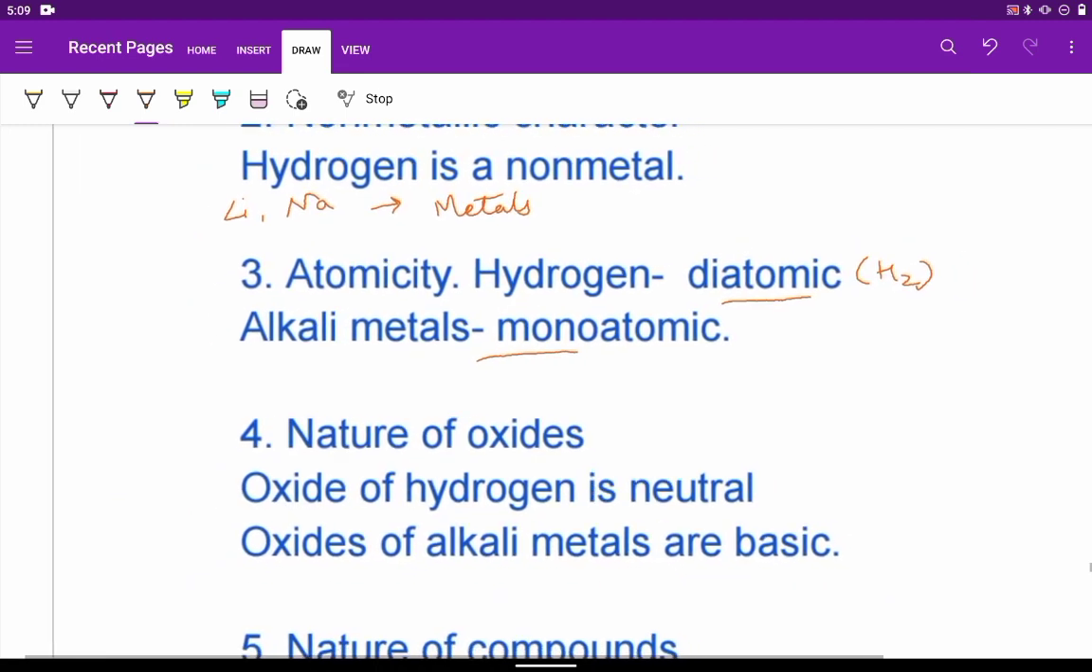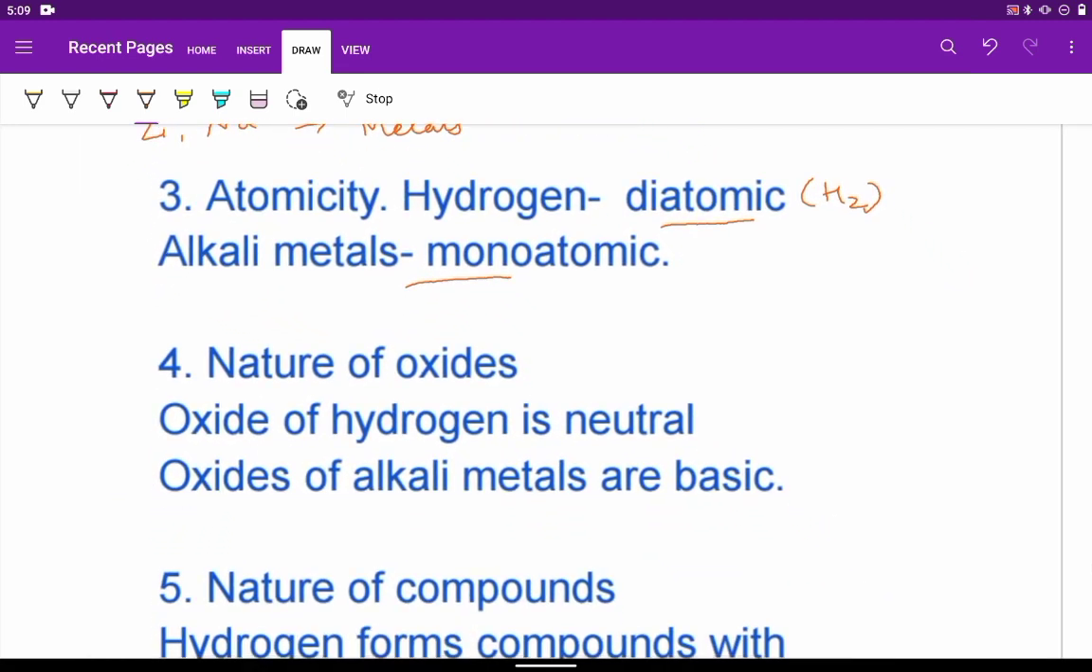Next we come to nature of oxides. In case of hydrogen, the oxide is neutral, H2O. Oxide of hydrogen, H2O, it's neutral. Whereas in case of alkali metal, we find that the oxides are basic in nature. We have seen Na2O, they are basic.